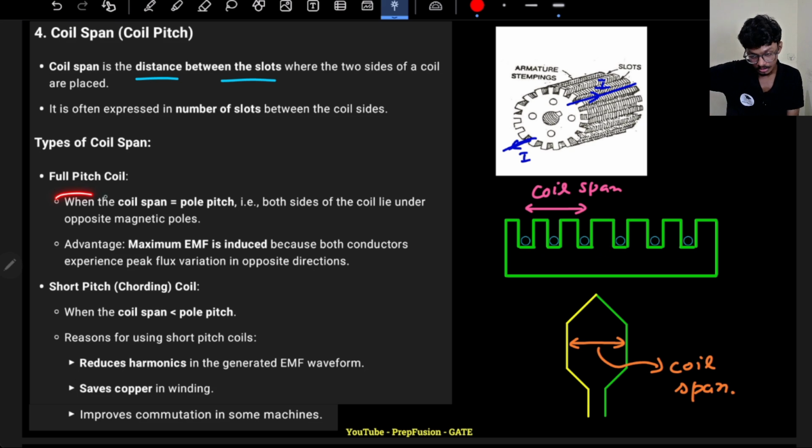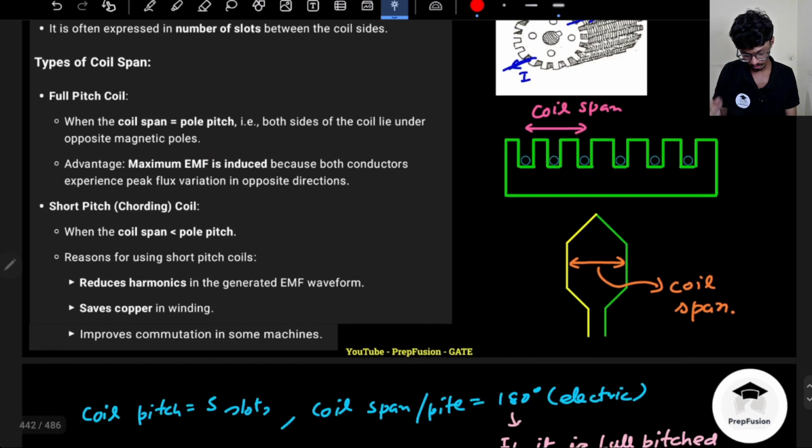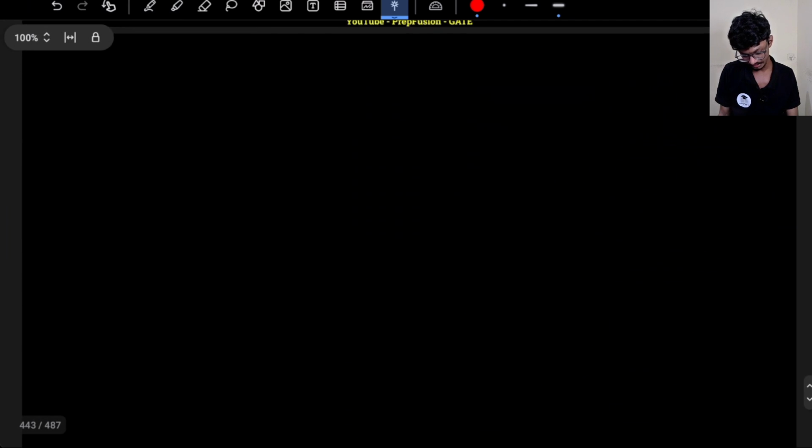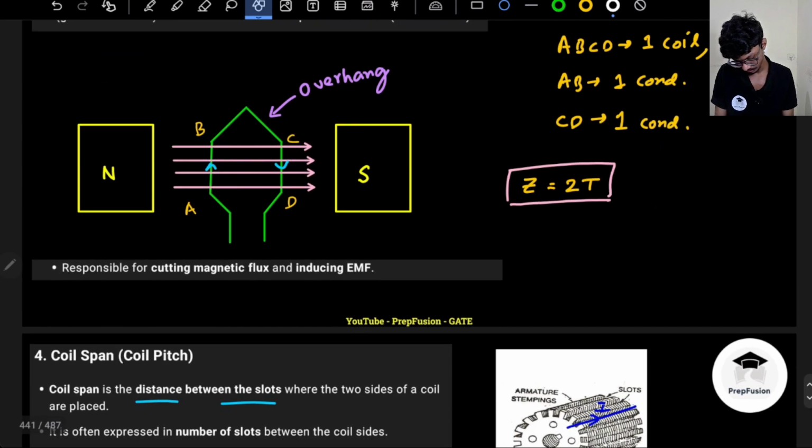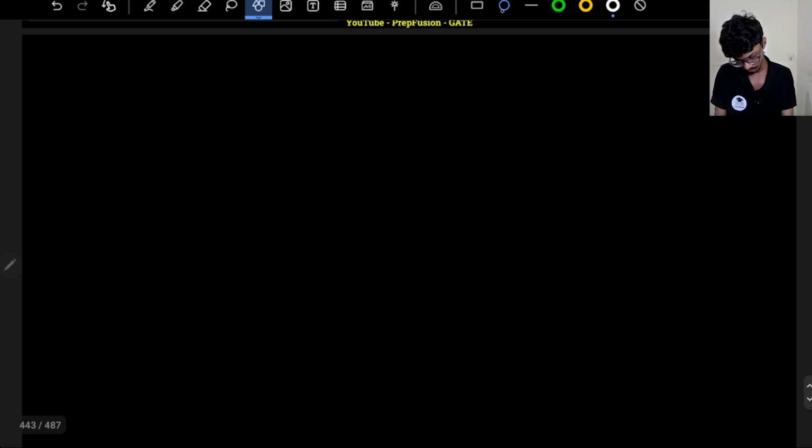There are two types of coil span. One is full pitch, another one is short pitch. What does full pitch mean? Full pitch basically means the coil span is equal to the pole pitch, right? The coil span will cover the whole pole pitch. What do I mean by it? Here, if I show you, let's say I have a two pole machine. So north pole, let me copy this. Yeah, let me do this only.